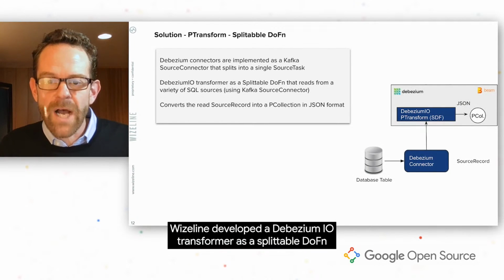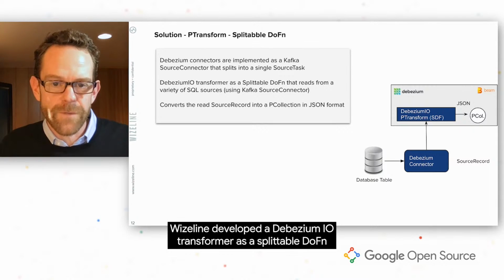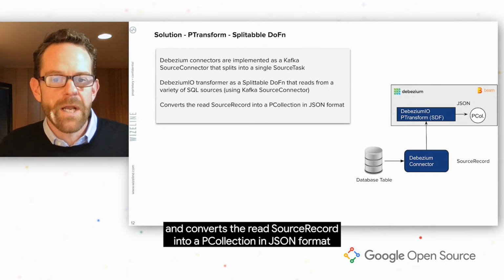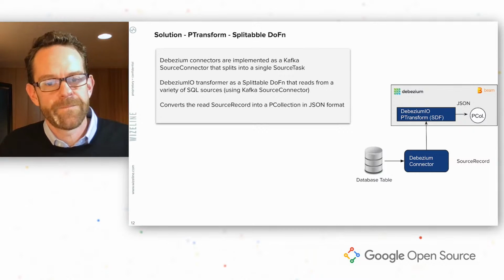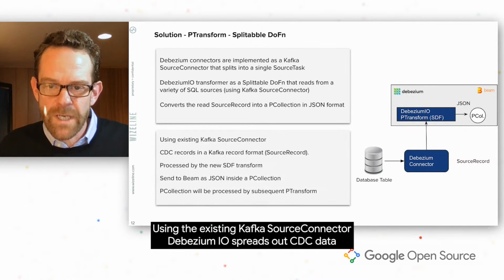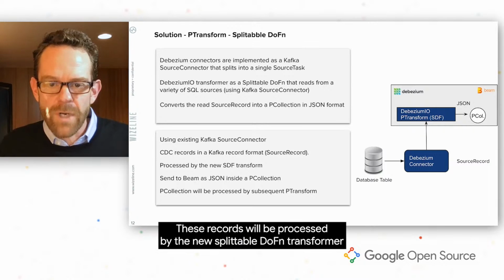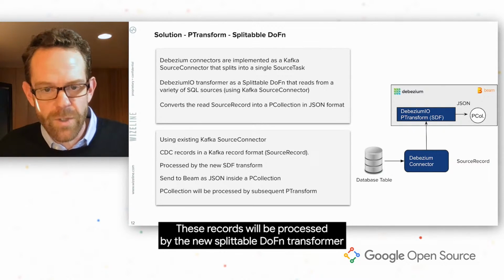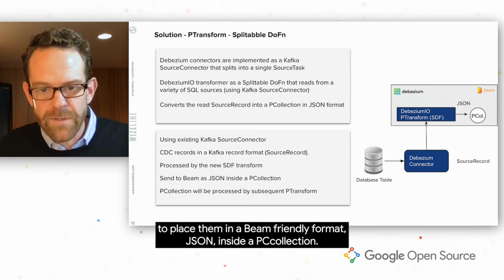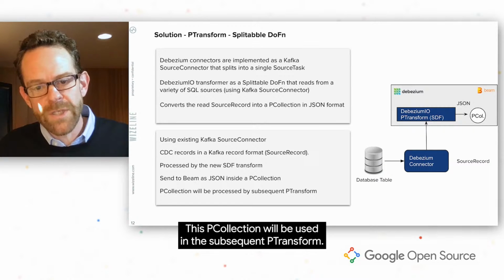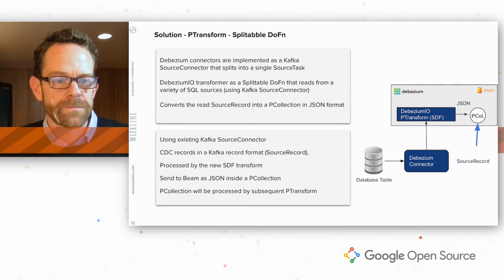Wizeline developed a Debezium I/O transformer as a splittable DoFn that reads from a variety of SQL sources using Kafka source connector and converts the read source record into a P collection in JSON format. Using the existing Kafka source connector, Debezium I/O spreads out CDC data in a Kafka record format or source record. These records will be processed by the new splittable DoFn transformer to place them in a Beam-friendly format, JSON, inside a P collection. This P collection will be used in the subsequent P transform.